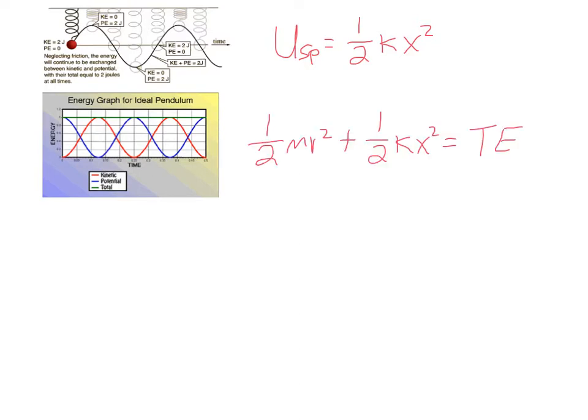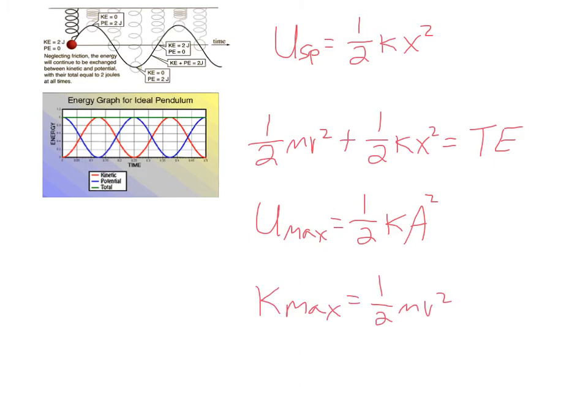So at any point in time in this oscillator's motion, its kinetic energy plus its spring potential energy will be equal to its total energy. And as we can tell from the graph, the object has purely potential energy at its high amplitude and at its low amplitude, and purely kinetic energy as it passes through that equilibrium point. So at its maximum amplitude, the potential energy is equal to 1/2 k times the amplitude squared. And at its equilibrium point, we have all kinetic energy at 1/2 mv squared.